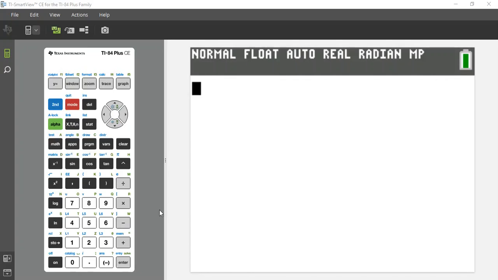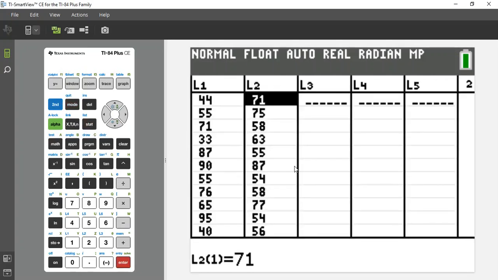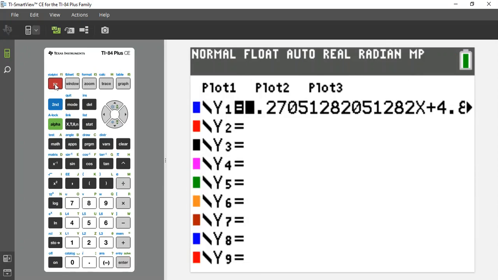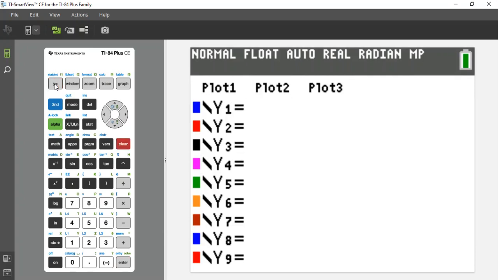To create your scatter plot in your calculator, first go to Stat and Edit and enter in your X and Y values to L1 and L2 respectively. This is for example 1. Then you have to do a couple different things. First, go to Y equals. If you have anything in there, clear it out.